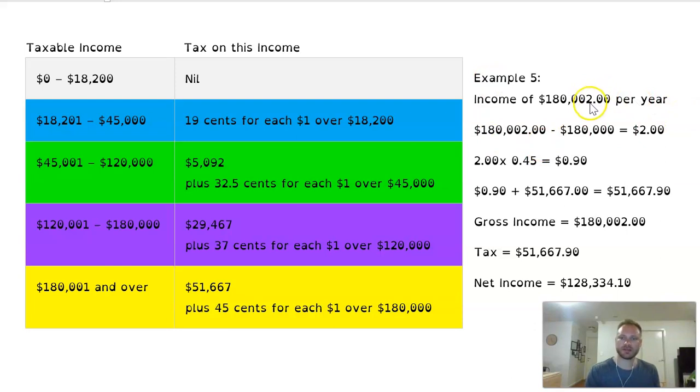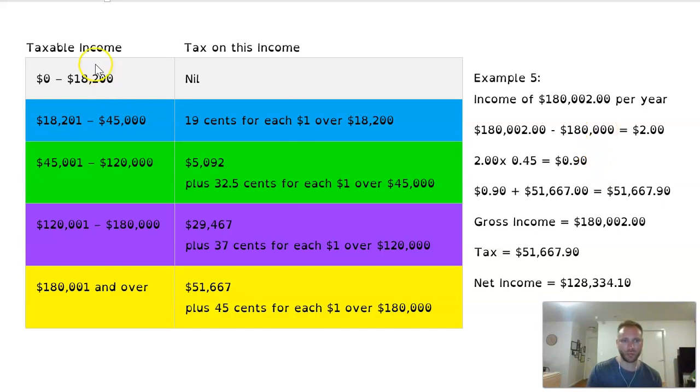And for the final example, which I won't run through too much, you can see even if it's just that tiniest bit, in this case $2 over that amount, you still have to pay in the higher tax bracket, which is why it's handy to be claiming things on your tax, which we haven't done in this video. Only ends up being 90 cents plus this $51,000, but you can see there your gross income of $180,000.02 ends up with a net income of only $128,334.10.